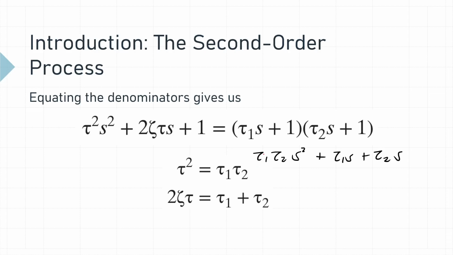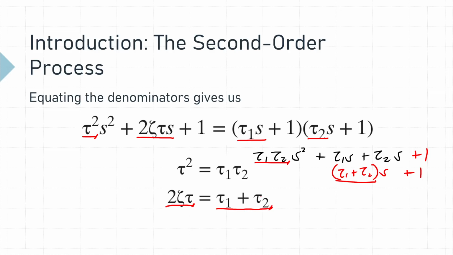You can see these right over here: tau1 times tau2 s squared, that's just the product of these two terms, plus tau1 s plus tau2 s, which essentially is just (tau1 + tau2) multiplied to s. Don't forget we still have plus 1 right outside. When we're comparing coefficients of the same degrees of s, tau squared is equal to tau1 times tau2. And in the same manner, 2 zeta tau is the coefficient of the same degree of s as tau1 plus tau2.